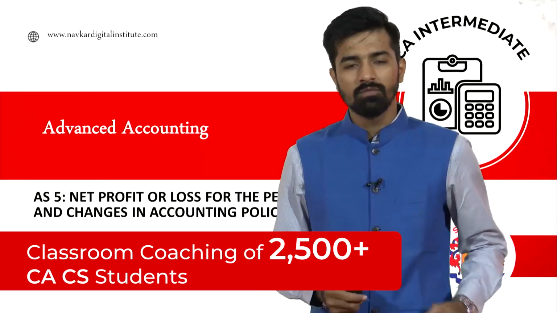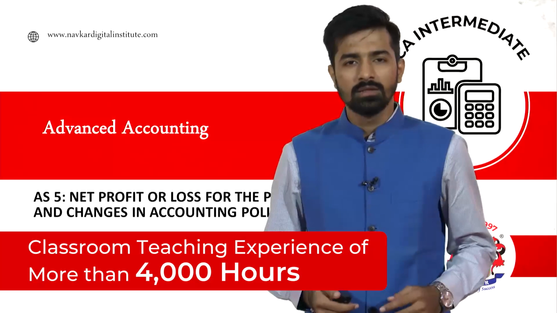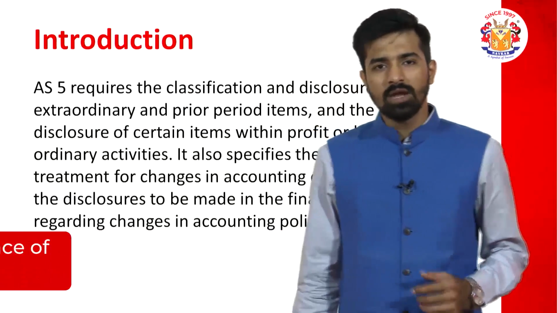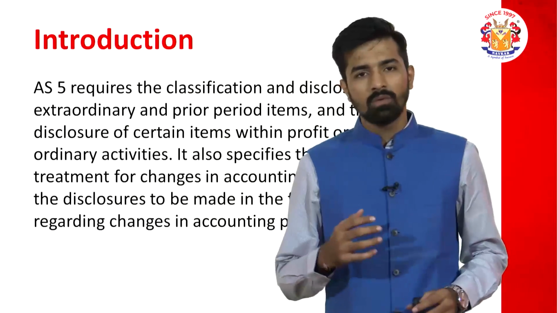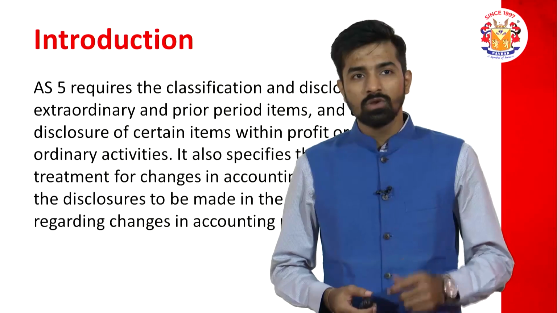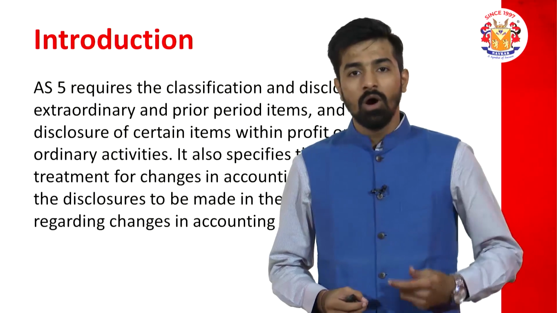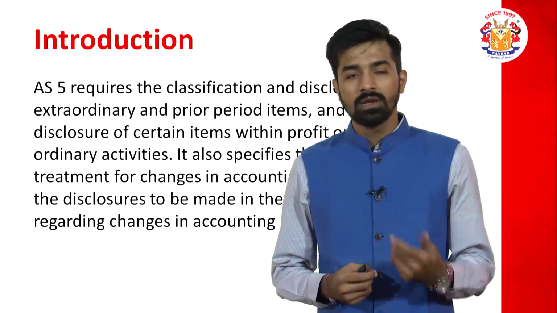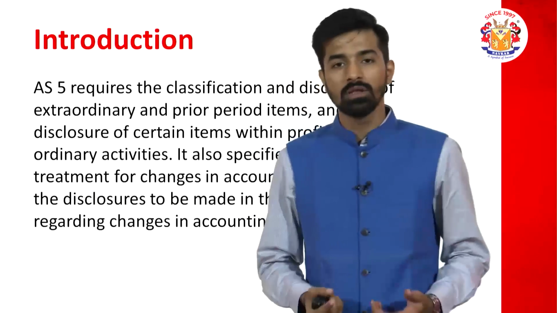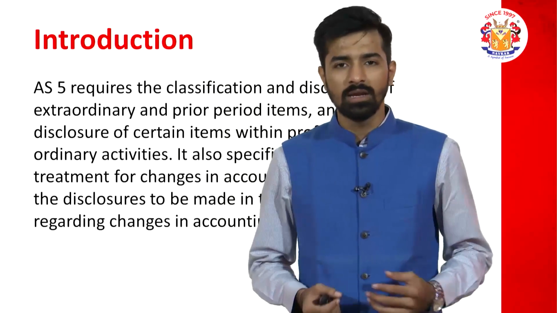Net profit or loss for the period: we all know what expenses and what incomes will come in the profit and loss statement. There needs no clarification about that. But what does net profit or loss for the period say? Accounting Standard 5 is basically a disclosure standard. It is required to disclose certain items of extraordinary nature, or certain prior period items, or certain items within the profit or loss from ordinary activities. What are ordinary activities? What are extraordinary items? We'll study that in the later part of the chapter.